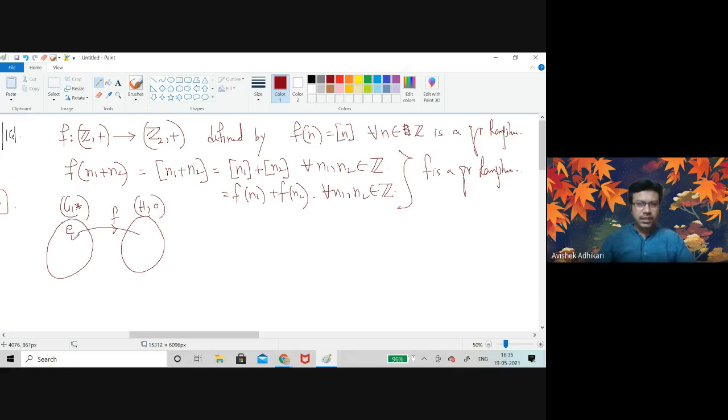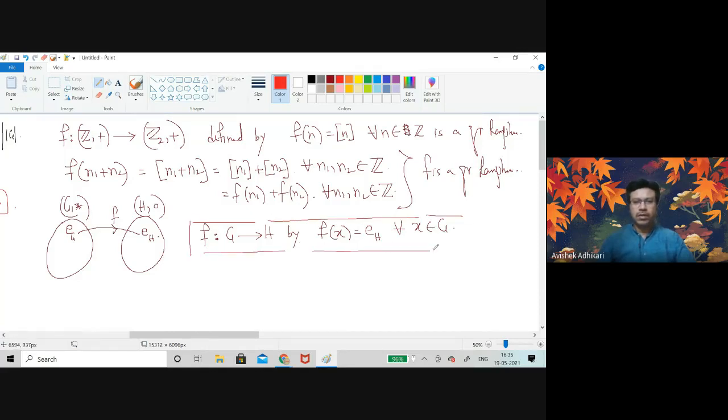So this is E of G and this is E of H. Now maybe what he wants to say is that he is going to define f from G to H by f of x equal to E of H for all x belongs to G. So I think he wants to define it in this way. Okay, could you please check whether this is a homomorphism or not? Question: is f a group homomorphism?